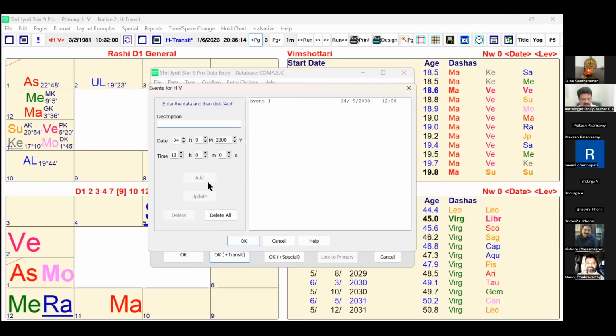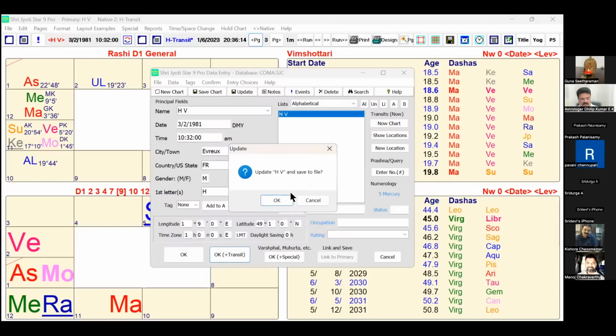So we'll say add. Event 2, we'll do event 2 also. We'll add event 2 also because that is going to come down the line. Okay. Update. And event 2, is it? Yes, event 2. 26th September 2003. 26th September again. Same. 2003. And then we call this event 2. Yes. Update. Okay. And then say okay.